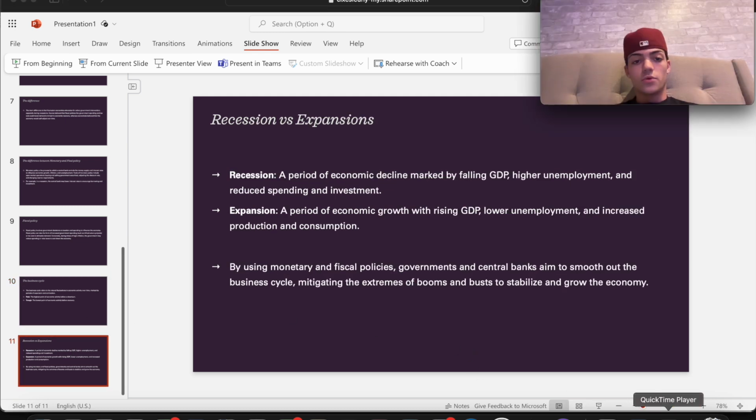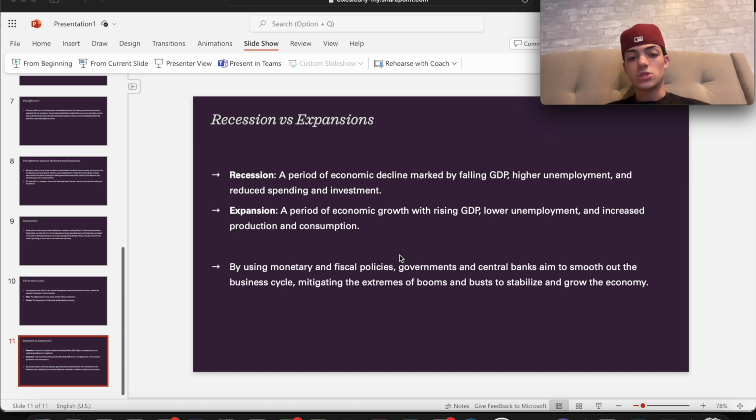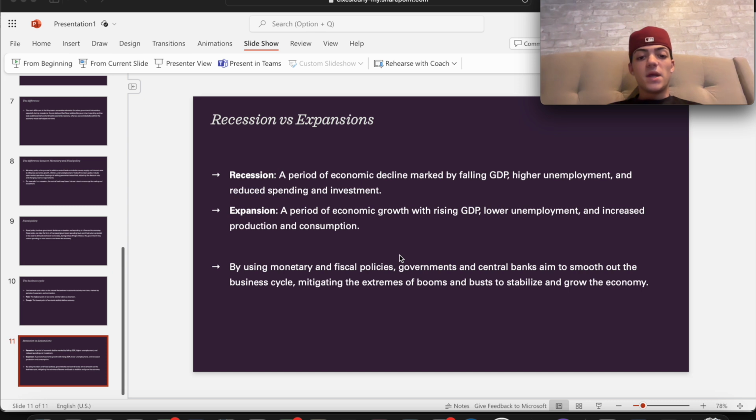The recession versus expansions. A recession is a period of economic decline marked by falling GDP, higher unemployment, and reduced spending and investment. An expansion is a period of economic growth with rising GDP, lower unemployment, and increased production and consumption. By using monetary and fiscal policies, governments and central banks aim to smooth out the business cycle, mitigating the extremes of booms and busts to stabilize and grow the economy.